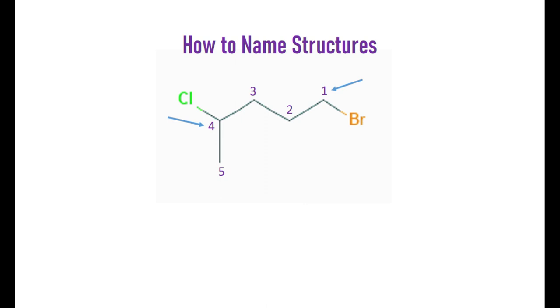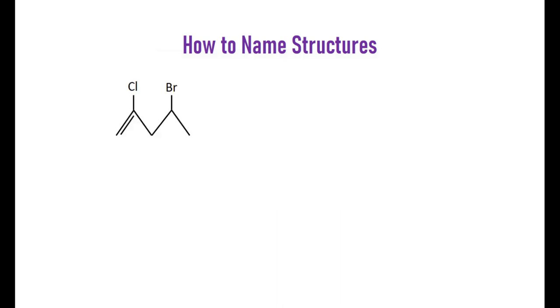But if we number from the right, it would give 2-chloro, 5-bromo, which is far higher than the first one. So we're going to settle for the first, since the rule is to pick the one that gives the smallest number possible when naming an alkane. The answer for this is what? 1-bromo-4-chloropentane.